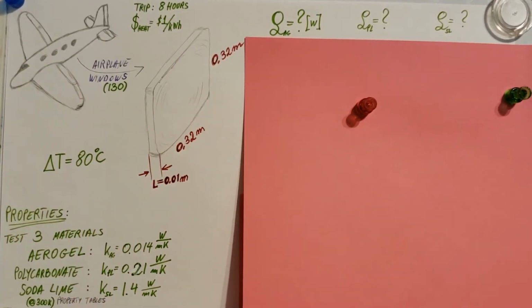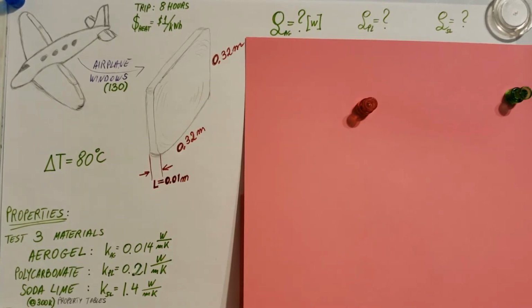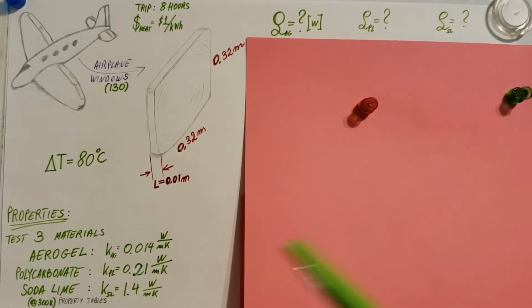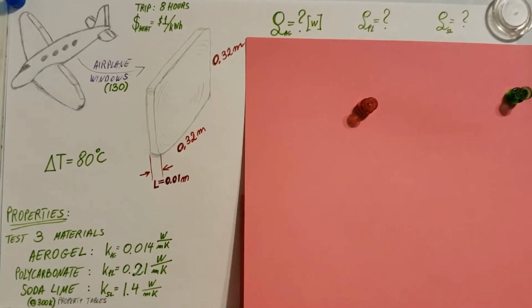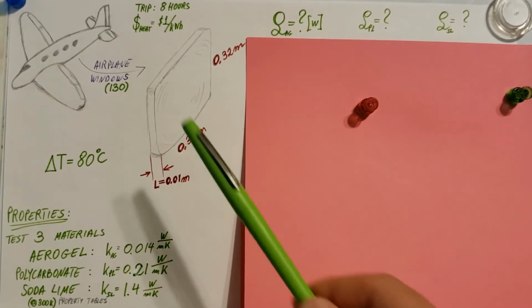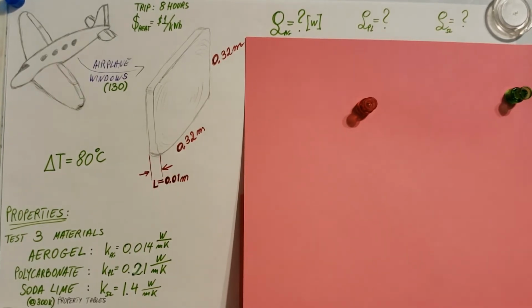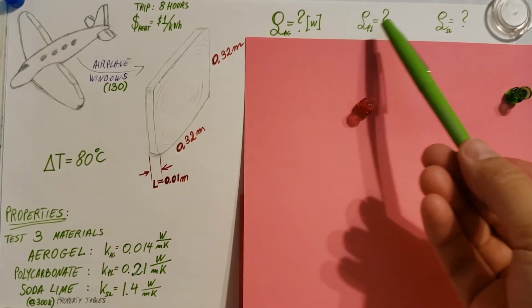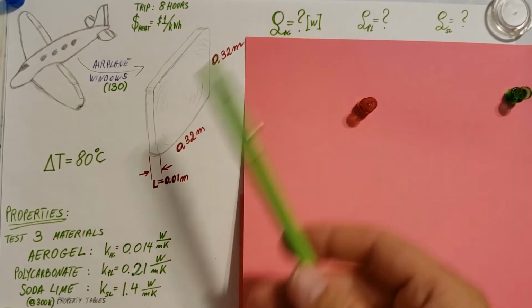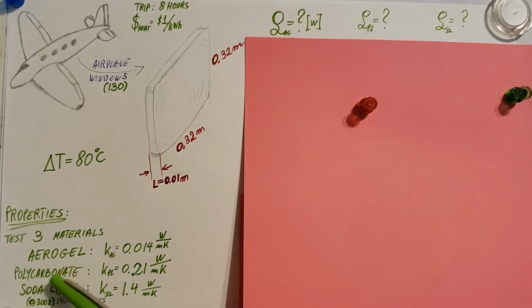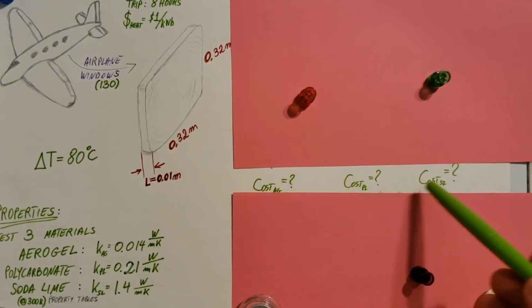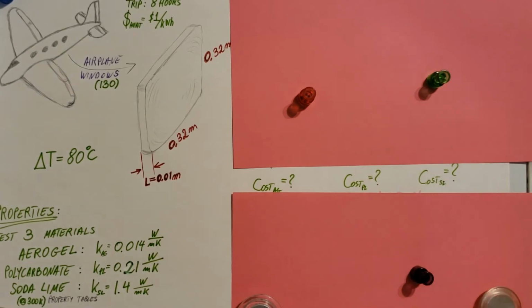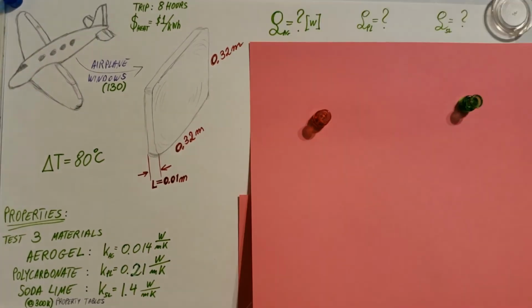manufacture it, right? And they want us to figure out what kind of heat loss we get from these three materials, and they also want us to compare the costs associated with this heat loss through these windows. Now we're going to calculate the heat loss for each material: aerogel, polycarbonate, and soda lime. And then we're going to calculate the cost for each window material.